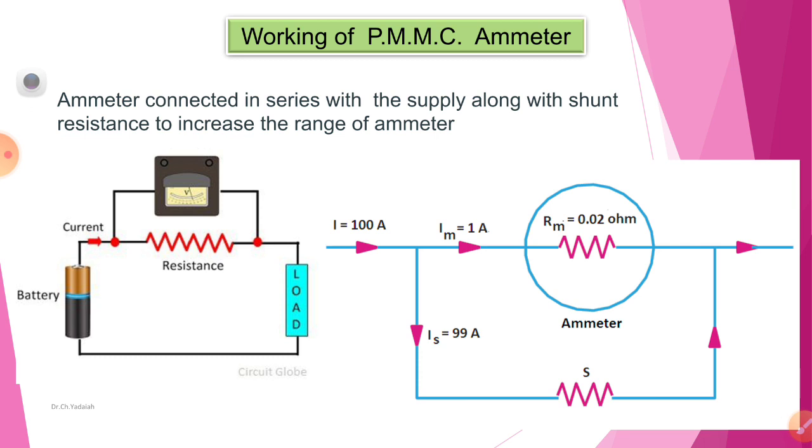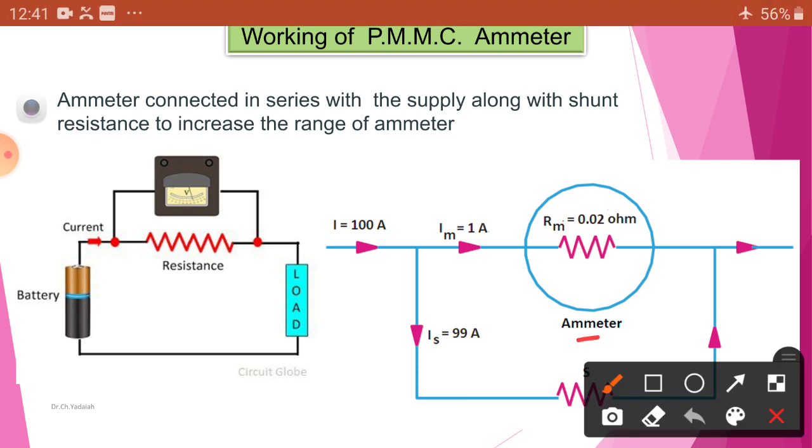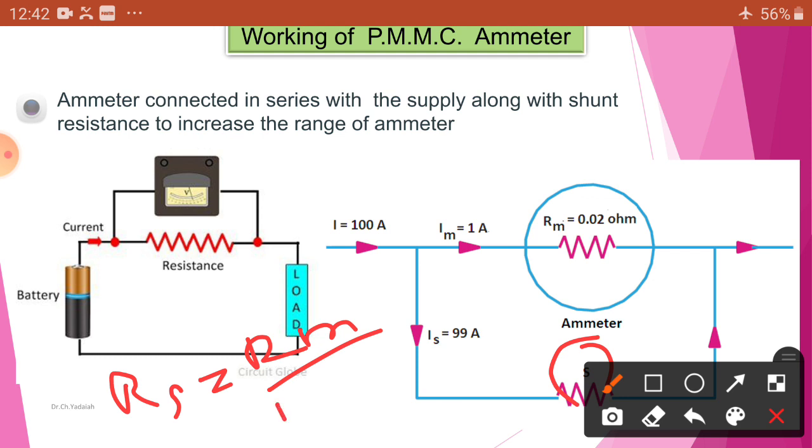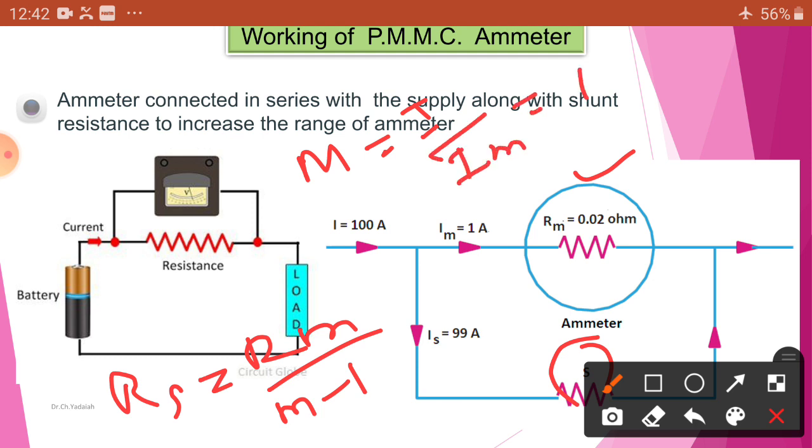For example, in this case, I want to know this value. What is the formula? Rs is equal to Rm by M minus 1. Rm is given as 0.02, so substitute. What is M? M is equal to I by Im. I is equal to 100 amperes and Im is equal to 1 ampere. So M is equal to 100 times. Now Rm is equal to how much?